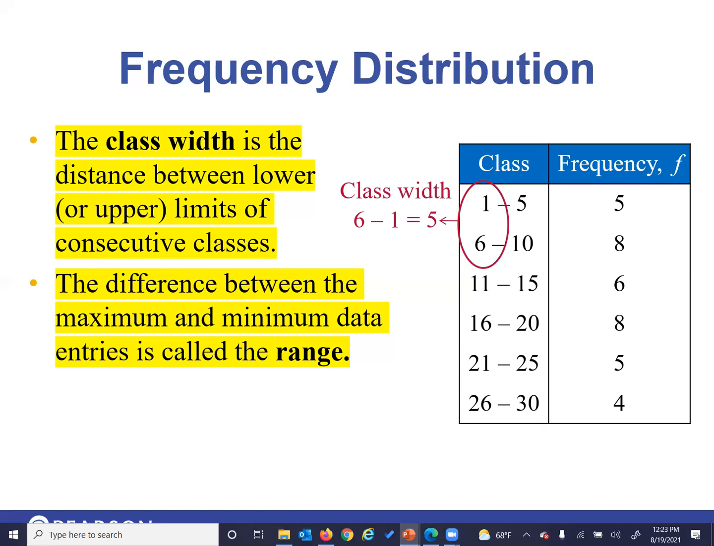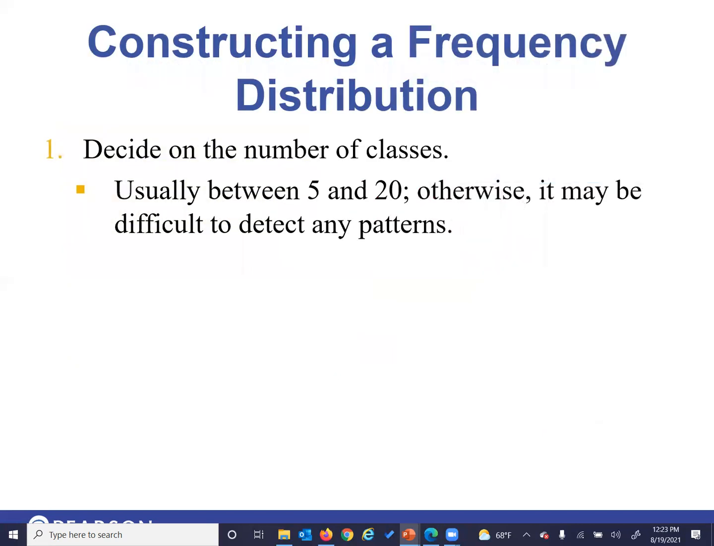Cool. Okay, class width is the difference between the classes. Range is the highest to the lowest. You don't need to think along with me, good? You can put your pencils down at this point. So, constructing a frequency distribution. How do we do this?